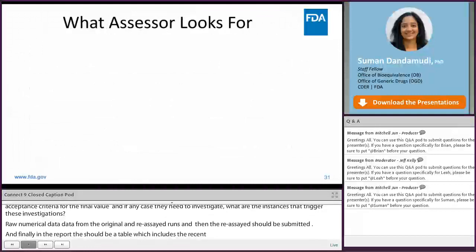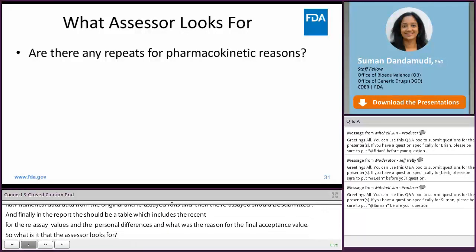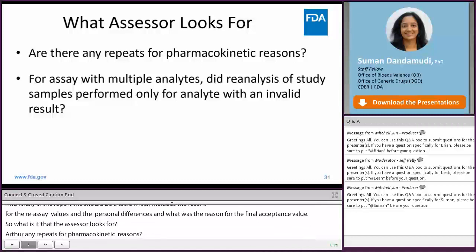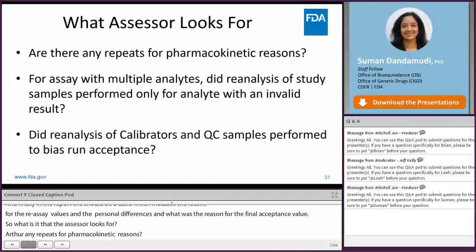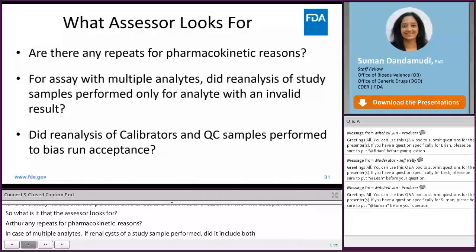So what does the assessor look for? Firstly, are there any repeats for pharmacokinetic reasons? We usually discourage any pharmacokinetic repeats. In case of multiple analytes, if there is an invalid result for a single analyte, did the reanalysis include both the analytes or just the analyte which has an invalid value? Did the reanalysis of CCs and QC samples perform so that you can bias the run acceptance? Because that's not acceptable.